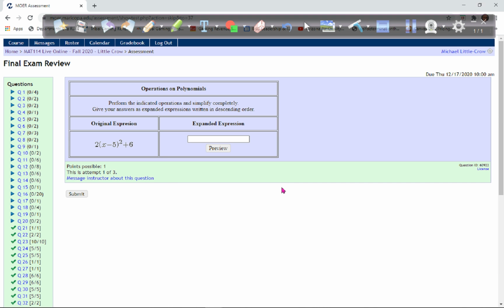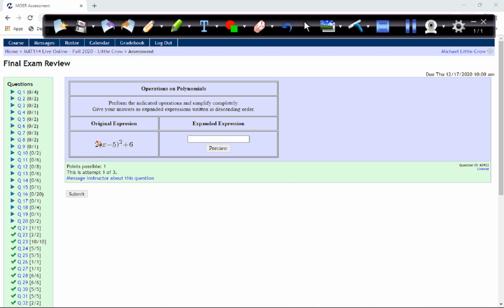38. Operations on polynomial original expression. Now we want to expand. Now one of the things is we cannot just start distributing the 2 because we've got an order of operations. We've got this exponent here. We have to deal with it first. So what we have to do is it's x minus 5 times x minus 5. That's what being raised to the second power means, is it multiplies by itself, then plus 6.